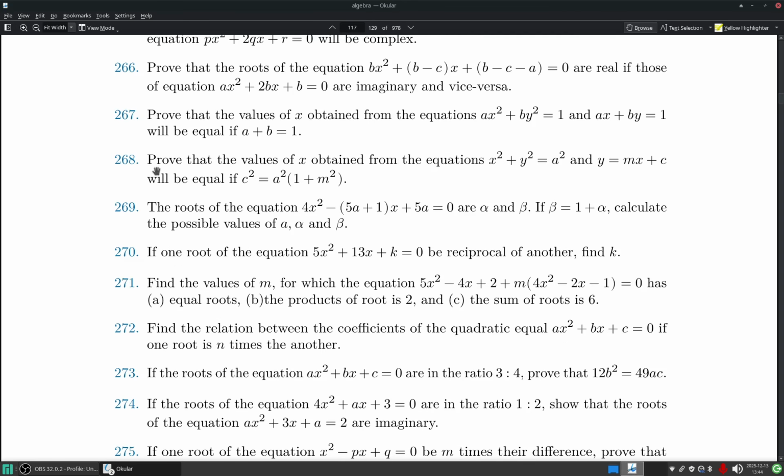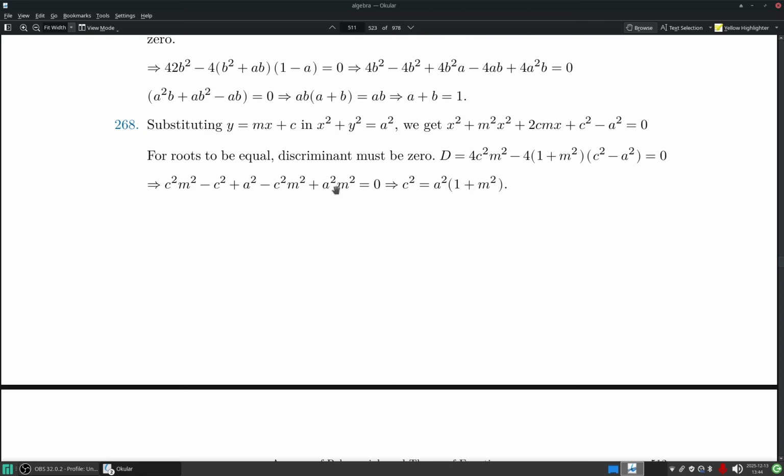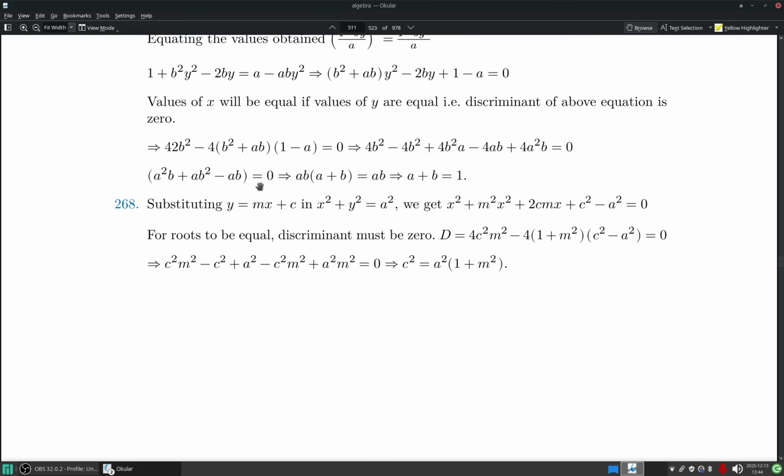Now we move on to question 268. Prove that the values of x obtained from the equation x square plus y square is equal to a square and y is equal to mx plus c will be equal if c square is equal to a square into 1 plus m square. So proceeding like question 261, we have y is equal to mx plus c.